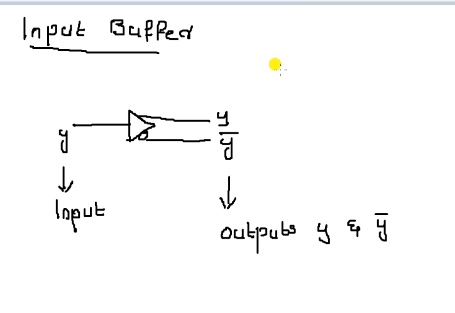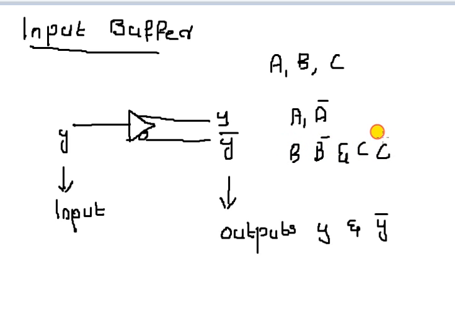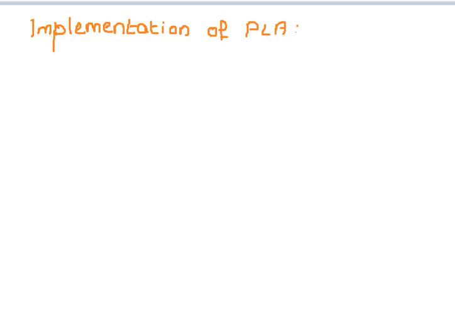In this particular example, we have three inputs A, B and C. So we have to choose outputs as A bar, B bar and C bar using this input buffer. In the third step, there is the implementation of the Boolean function using PLA. In this, we want to implement PLA from the Boolean function using the input buffers and gates. As I mentioned earlier, in PLA, there are two gates, programmable AND gates and programmable OR gates.